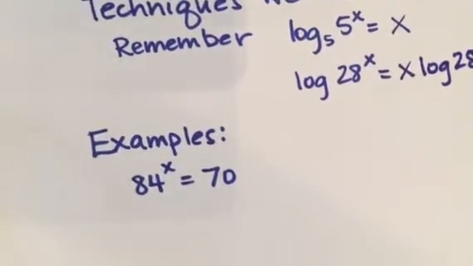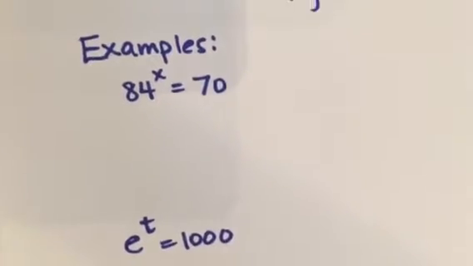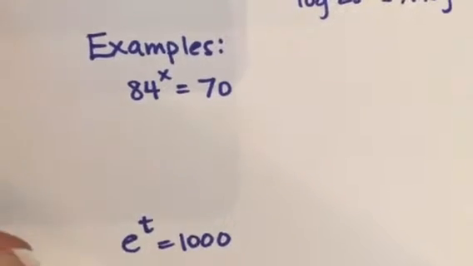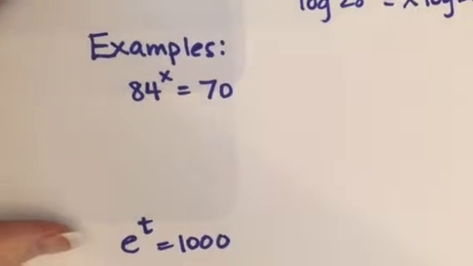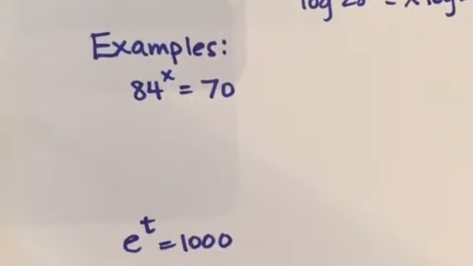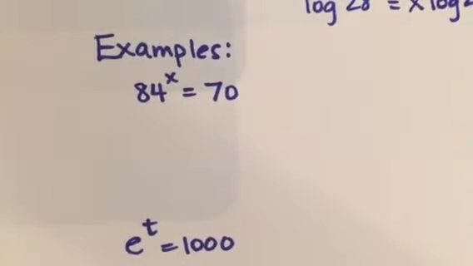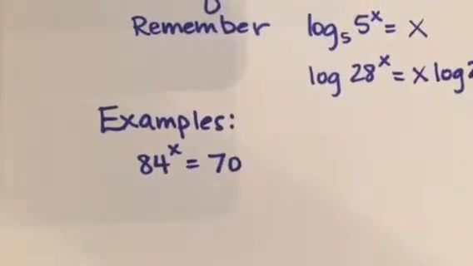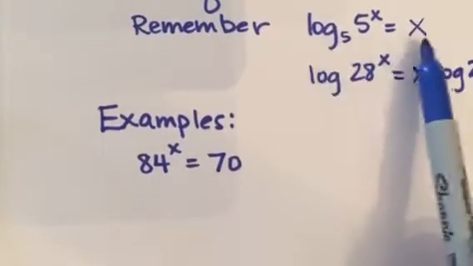I'm going to start with this example of log of 84 raised to the x is equal to 70. Okay, so there's a couple of different ways to approach this. I'm going to show you two, and you can see what sounds good to you. The first is the way I would personally approach it, and that would be coming back down to this concept.